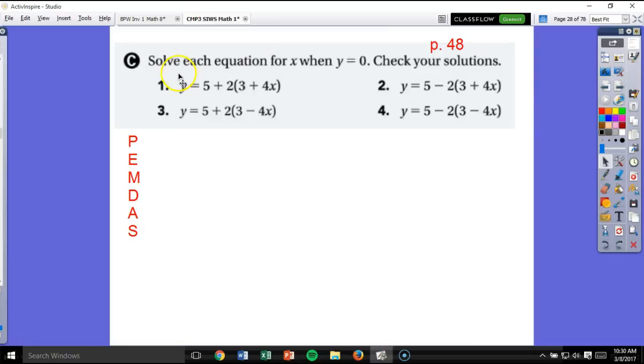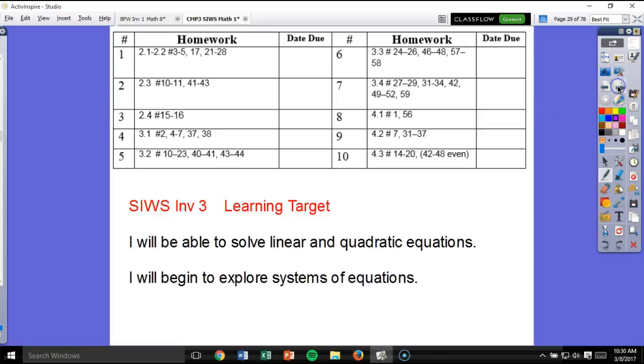And then for C, it gives you a number of equations here, and it wants to know what the value of x is when y is 0. So you'll set y equal to 0 for each one of these. So it'll be a 0 here. 0 equals 5 plus 2 times the quantity 3 plus 4x, and so on and so forth. Solve that for each one of these. And that's it for 3.1.